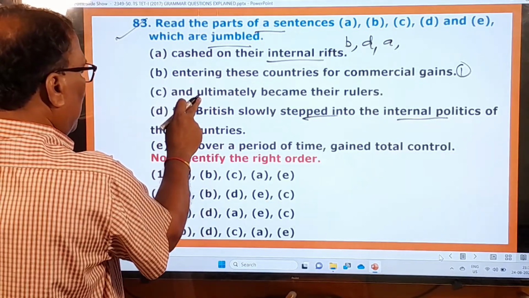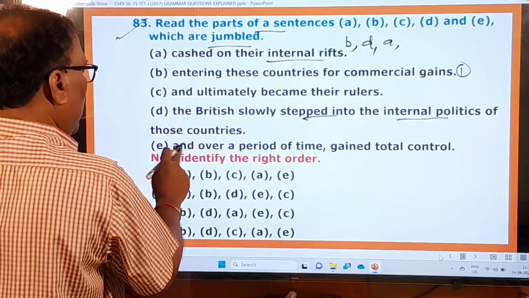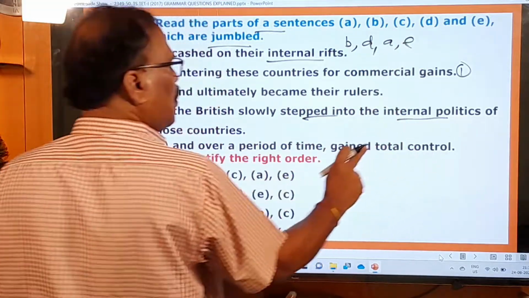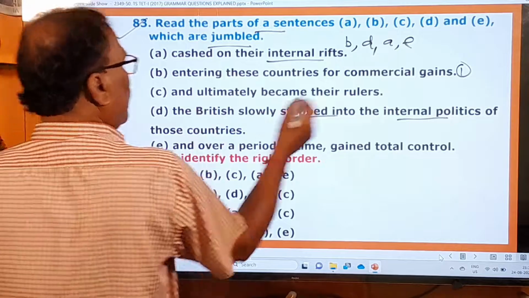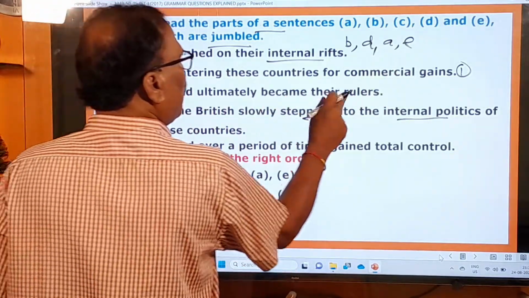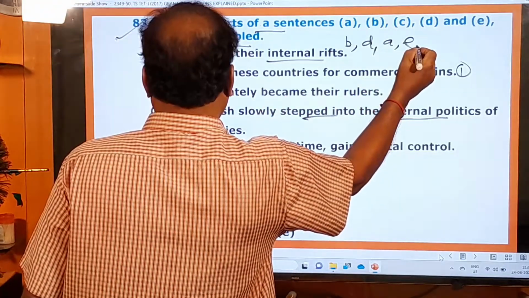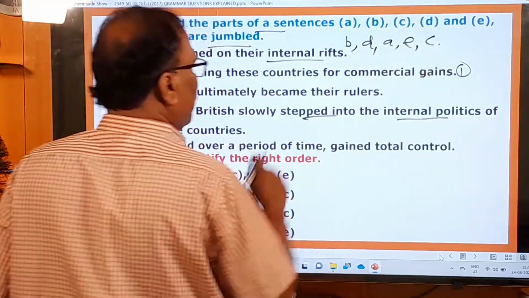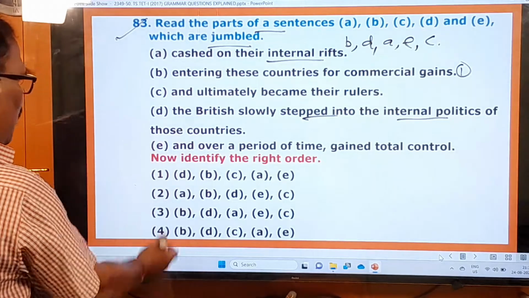Entering this, and over a period of time, E is there: over a period of time gained total control. And then ultimately became their rulers. This is nothing but our country. So here C is there. B, D, A, E, C. This is there, and here are the options given.